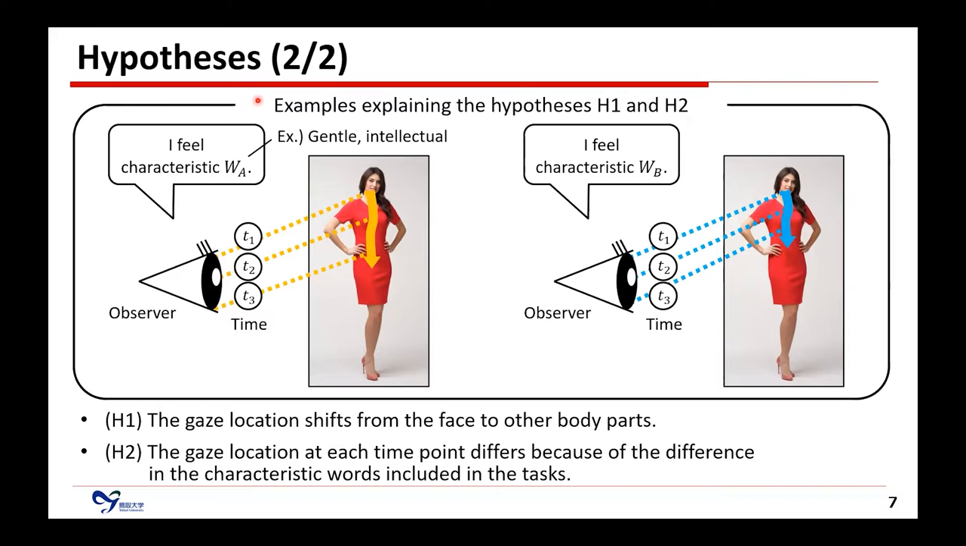First, we explain a specific example for hypothesis 1. We consider a task containing a characteristic word, such as gender or intelligent, assigned to an observer. The gaze first fixes on the subject's face. As time passes, the gaze location shifts from the face to other body parts, such as the wrist. When we assign a task with another characteristic word, the gaze location shifts differently over time.